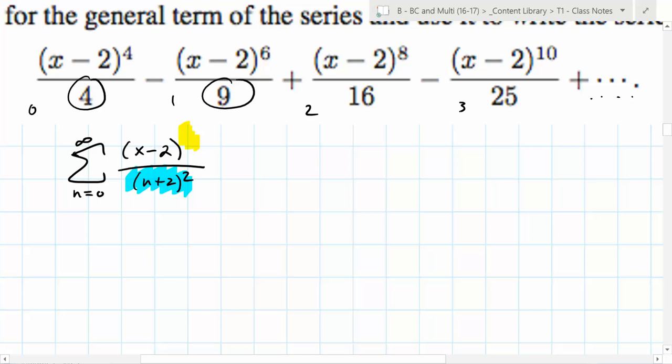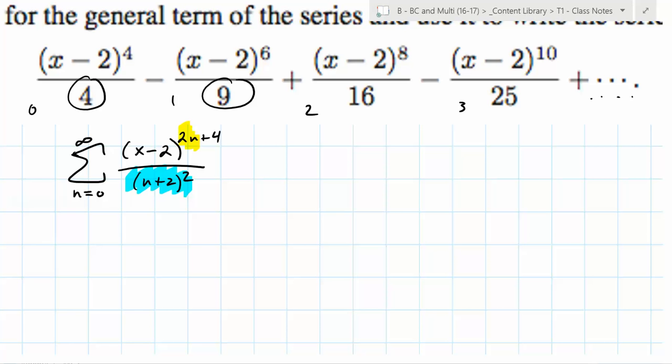Yes. What's the power going to become on top? Someone else. What's the power going to be on top? Steven, what's the top? 2n plus 4. Yep. You double n and you add 4. Does everybody see that? 0 to 4, 1 to 6, 2 to 8, 3 to 10. You double 3, you get 6. 6 plus 4 is 10.